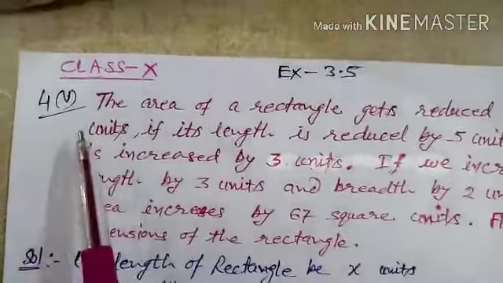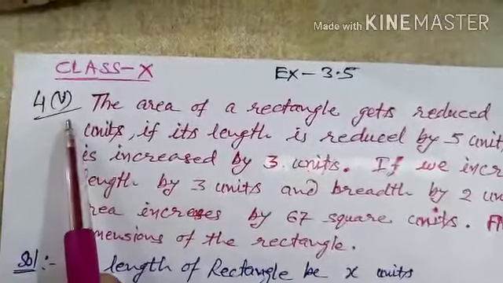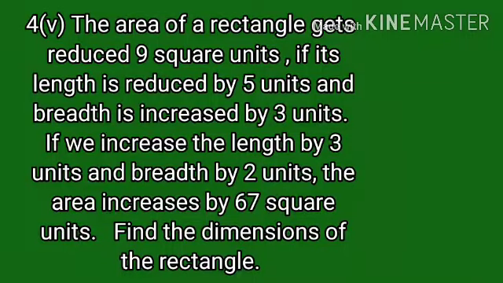Now this is the last question of the exercise, that is question number 5, part 1. The area of a rectangle gets reduced by 9 square units if its length is reduced by 5 units and breadth is increased by 3 units. If we increase the length by 3 units and breadth by 2 units, then the area increases by 67 square units.